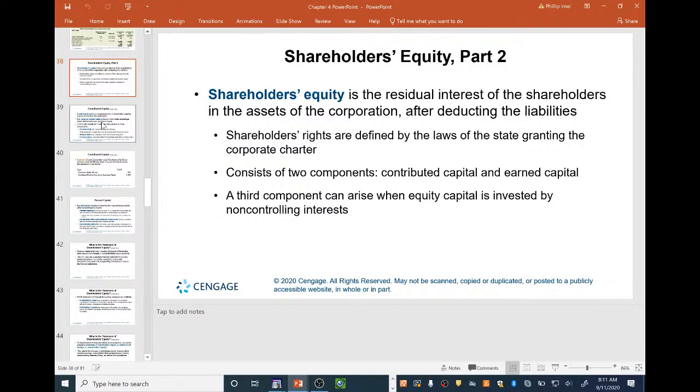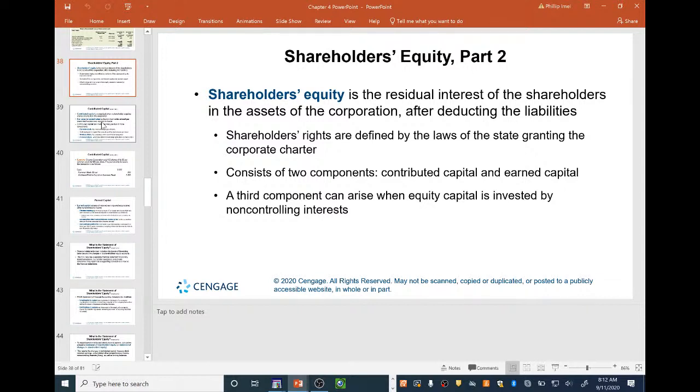Shareholders' equity consists of 2 components: contributed capital and earned capital. What's the difference between contributed capital and earned capital? Right, like from the issuance of stock by owners, that's going to be contributed capital. So when owners actually buy into it, or like we would buy into it, that's when we contribute capital, when we purchase equity instruments.